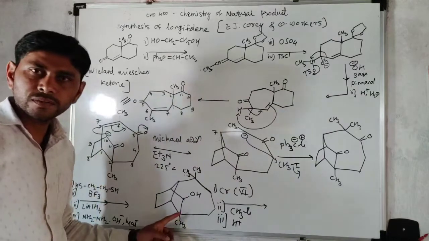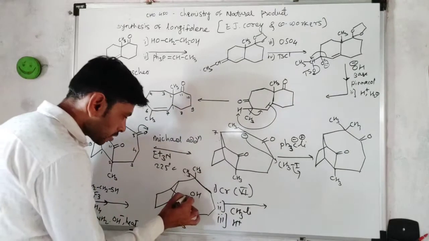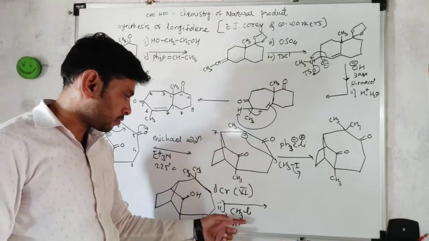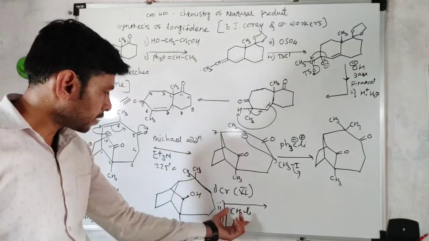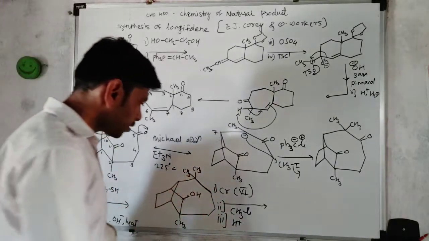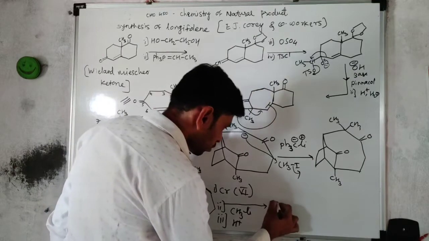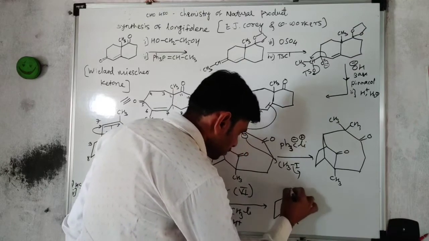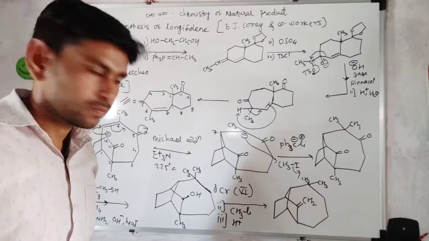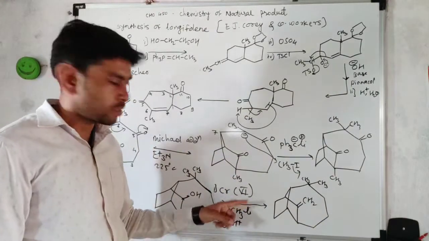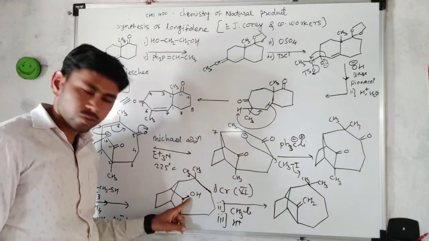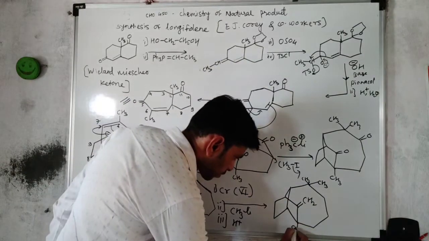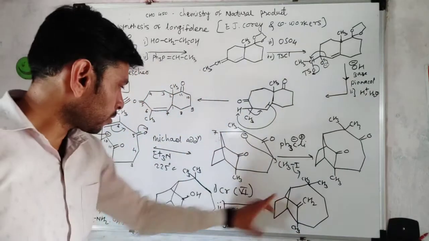So under this condition, this OH group is first converted into a carbonyl, and then by using CH3Li, we have introduced this CH3 group here in the form of CH2. So the final product obtained in this case, we obtain this compound.